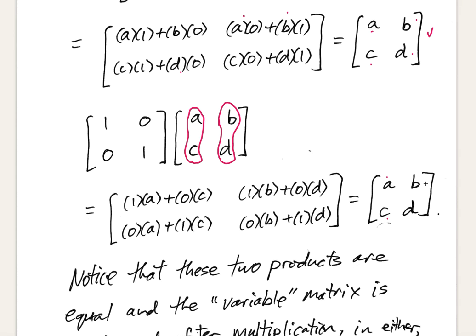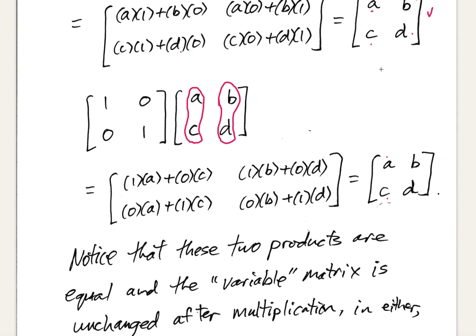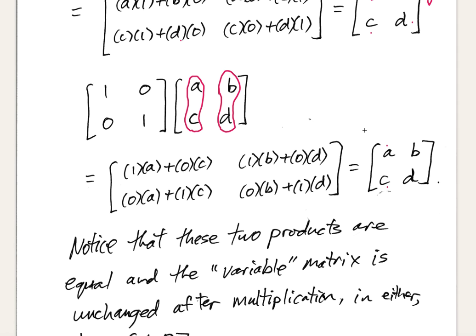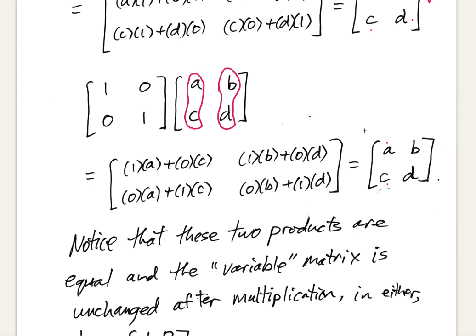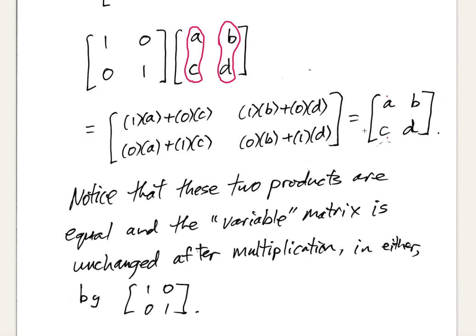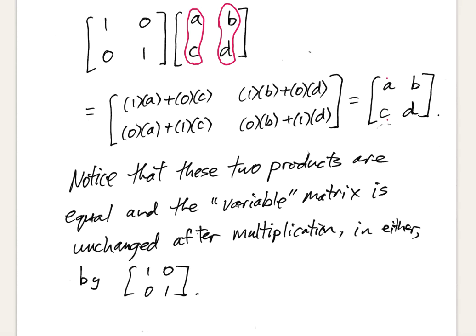What do we have again? We have the same matrix again, A, B, C, D. Notice that these two products are indeed equal this time, which usually doesn't happen. But in this case, when I was multiplying with the 1, 0, 0, 1, these two products are equal, and the quote-unquote variable matrix, the one with A, B, C, D, is unchanged after multiplication in either order. I didn't write order there, but I said it verbally.